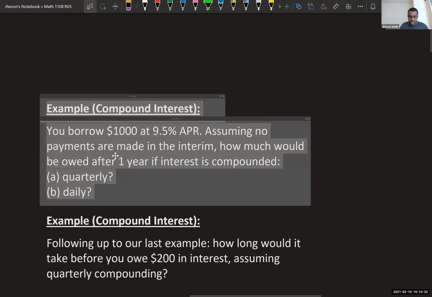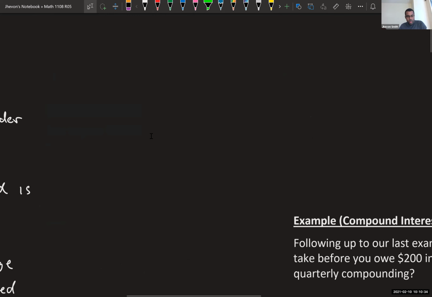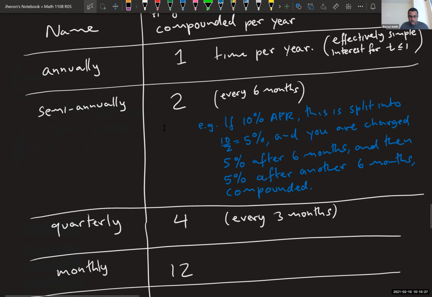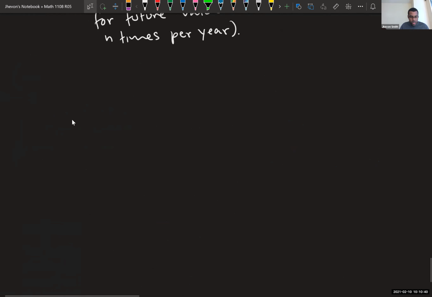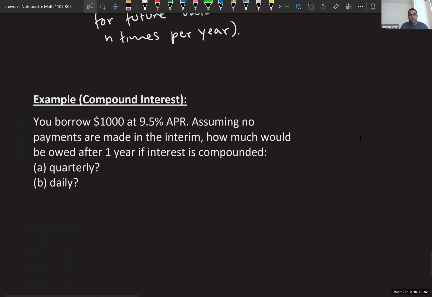So here's a compound interest example. Again, nothing crazy at this point because we're just learning, so nice round numbers. Well, the APR isn't rounded, but I had to make it a little bit interesting. You borrow $1,000, same $1,000, same APR, 9.5%. And assuming you're not making any payments in the interim, so you're not cutting down on how much you owe, because that is a strategy. If you're doing simple interest, the strategy isn't as important. It does help, but not as much.